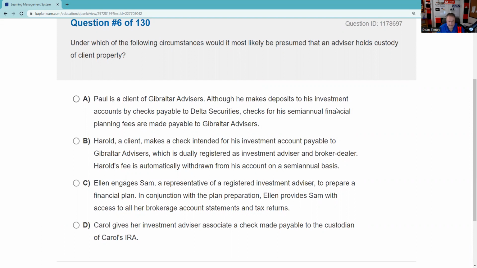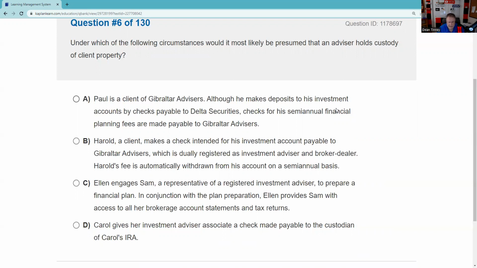Which of the following circumstances would it most likely be presumed that an advisor holds custody of client property? A, Paul is a client of Gibraltar Advisors, although he makes deposits to his investment accounts by checks payable to Delta Securities. So it sounds like Delta Securities is the one who has custody. That's very typical, by the way, for an investment advisory firm to use a broker-dealer for execution and custody. Checks for his semi-annual financial plans are made payable to Gibraltar Advisors. Now, that doesn't look like custody to me. Let's see what our other choices are. I think Delta is the one that has custody there.